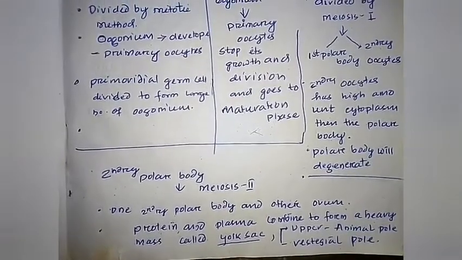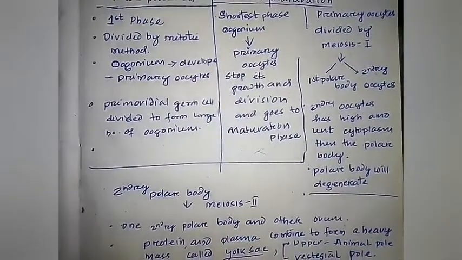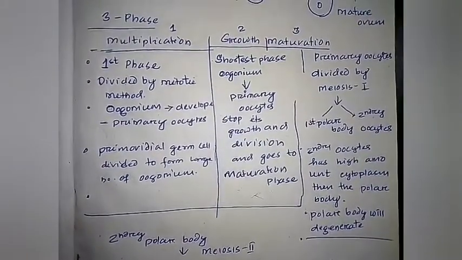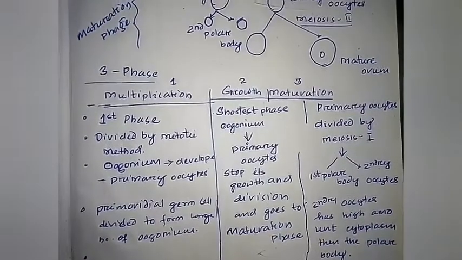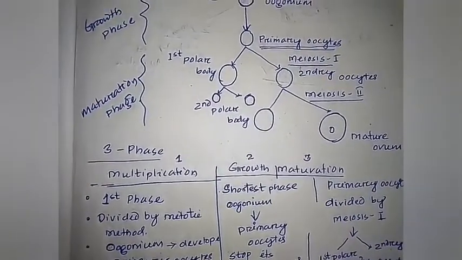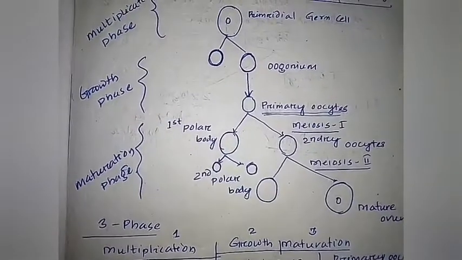We know that oogenesis is the process in which the female gamete is produced inside the female reproductive tract. So you can note this by pausing this video, and this will be very helpful from an examination perspective. And here you can see the different phases I mentioned, and you can note this.